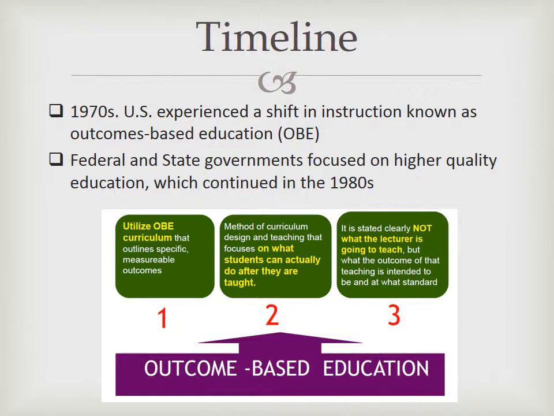This graphic here shows the 3 pillars of outcome-based education. The first pillar here on curriculum, it says that they focus on curriculum that outlines specific, measurable outcomes. And the method of curriculum design and teaching focuses on what students can actually do after they are taught.